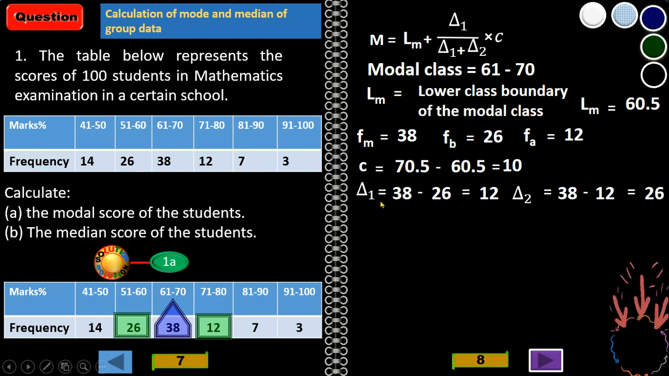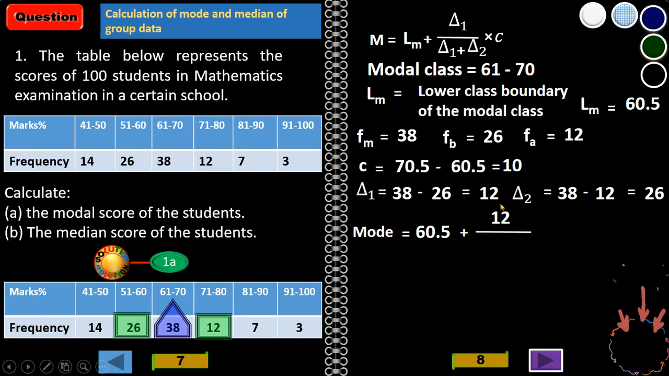Now, having gotten these values, we can use them to make direct substitution into this formula. So therefore, the mode will give me the lower class boundary of the modal class, 60.5, plus delta 1, which here is 12, divided by delta 1 plus delta 2. Delta 2 is 26, multiplied by the class size, which is 10.